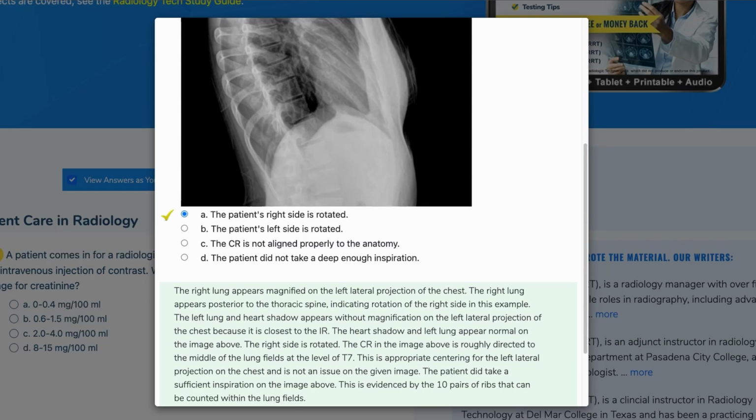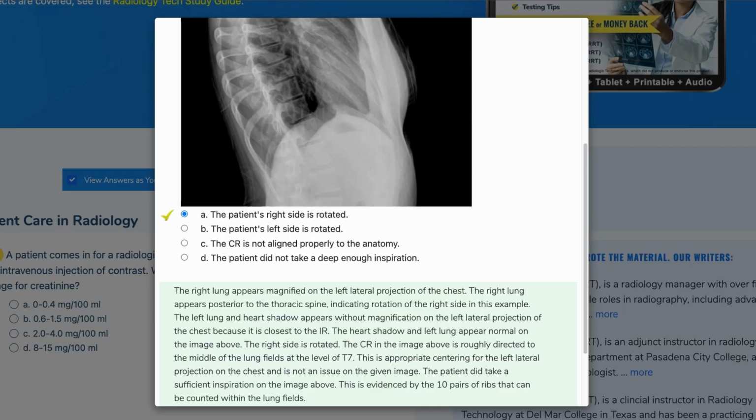The right lung appears magnified on the left lateral projection of the chest. The right lung appears posterior to the thoracic spine, indicating rotation of the right side in this example. The left lung and heart shadow appear without magnification on the left lateral projection of the chest because they are closest to the IR. The heart shadow and left lung appear normal on the image above. The right side is rotated.